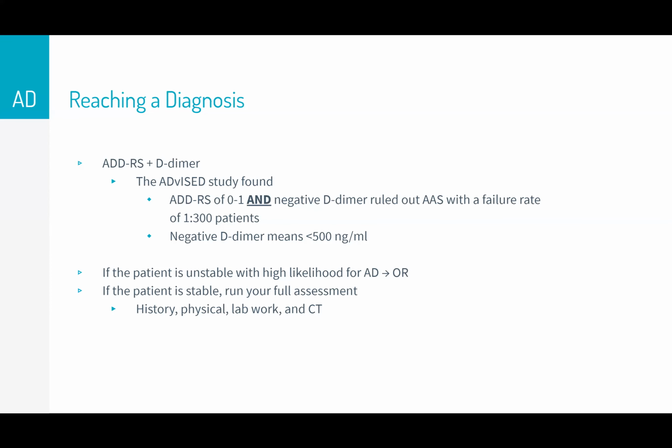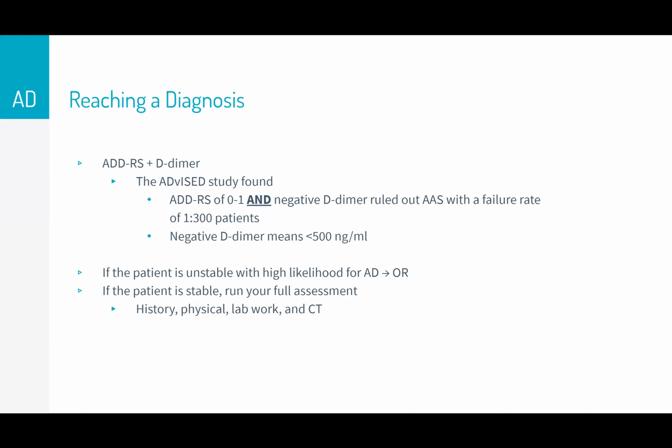The thing about this tool is it's helpful, but I read that until now they've proven its internal validity, but its external validity, its generalizability to the population, is still not proven. So it's another helpful tool that you can use. These are all tools you can use when the patient is stable. If the patient is unstable with a high likelihood for aortic dissection, these are tools you use to recognize who are high likelihood patients and who are not.